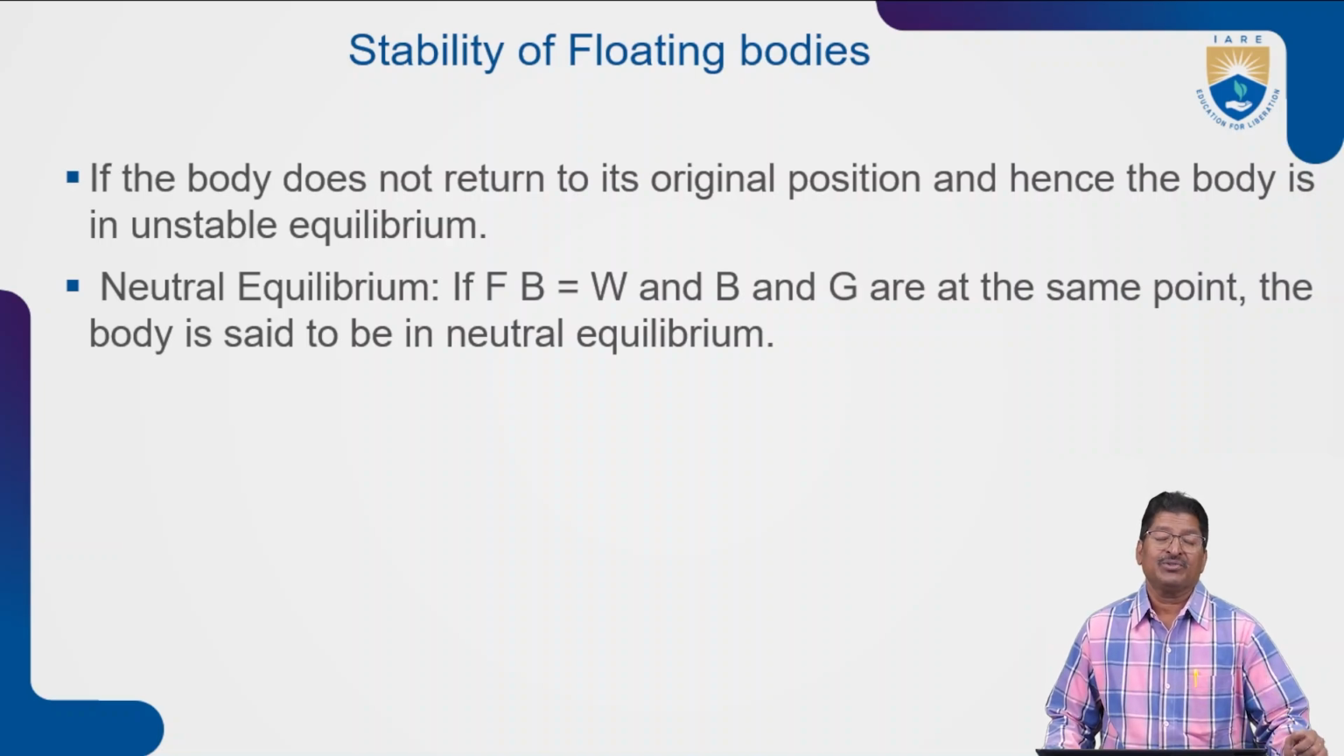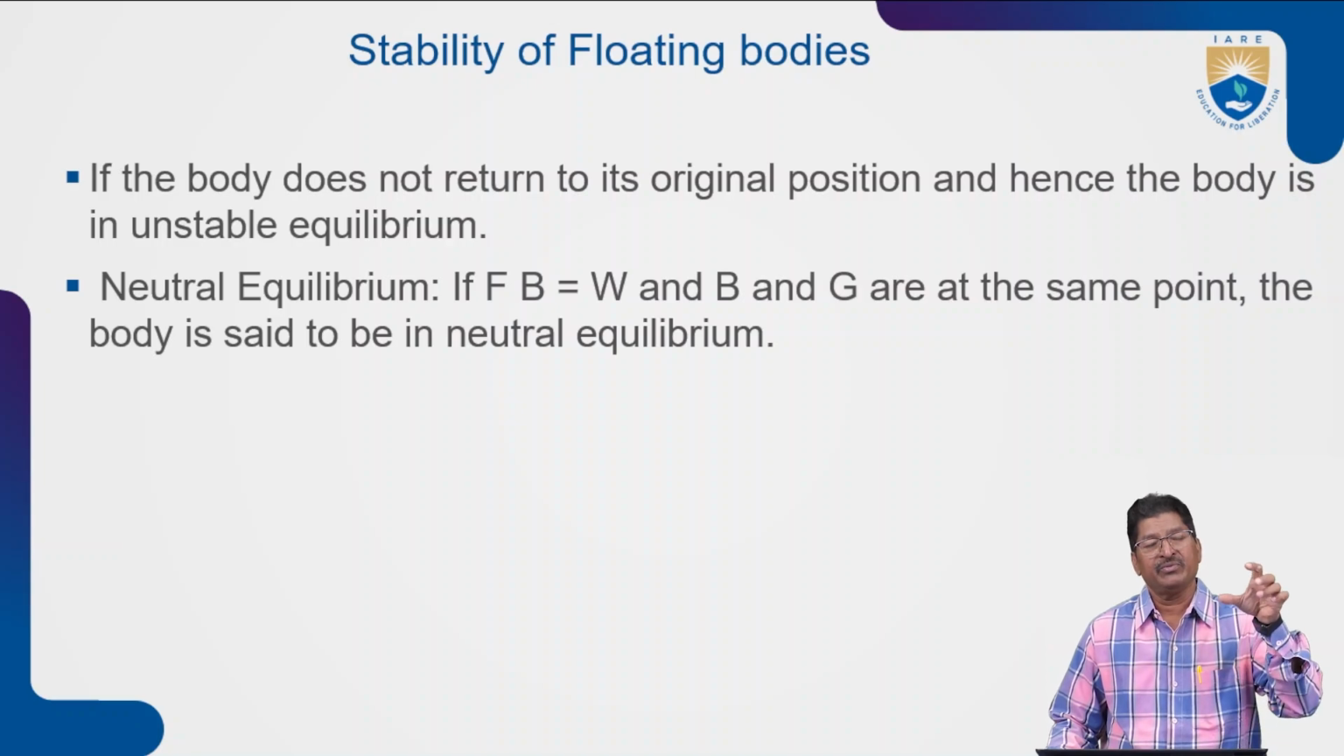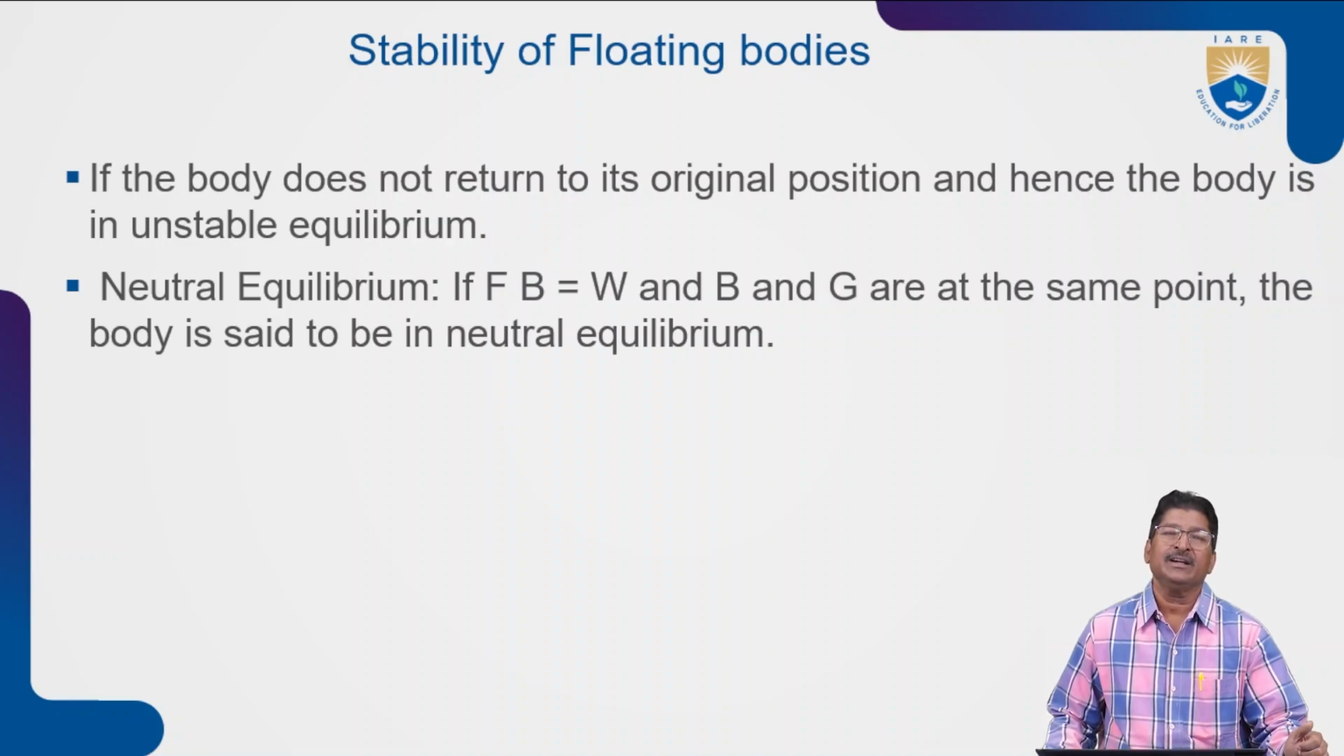Okay, and neutral equilibrium means the force of buoyancy is equal to the weight of the ship. Both the force of buoyancy, that means the upward force of the fluid, and the weight of the ship are the same. The second condition is that these two points are at the same point. So the point of buoyancy and the point of W are at the same point and also equal, then it is called a neutral equilibrium.